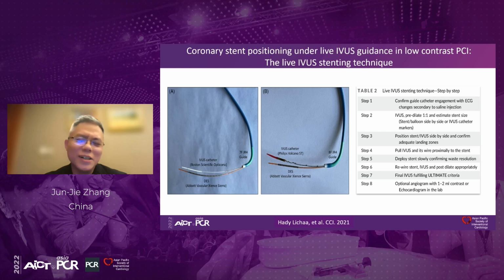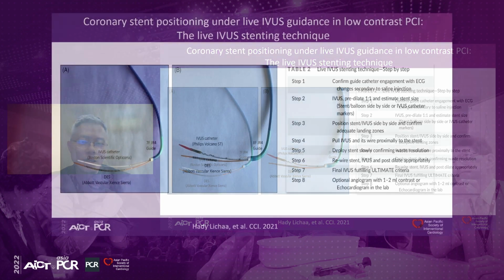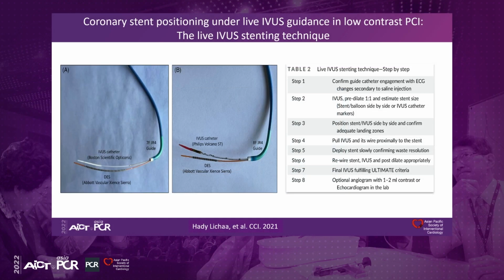This is a new technique proposed by United States colleagues, which means coronary stent positioning under live IVUS guidance in low-contrast PCI. It's a very beautiful technique, but it needs a larger guiding catheter, at least 7 or 8 French, depending on the different brands of IVUS catheter. During stent deployment, another wire with IVUS is used simultaneously, side-by-side, to guide the stent position. Next.